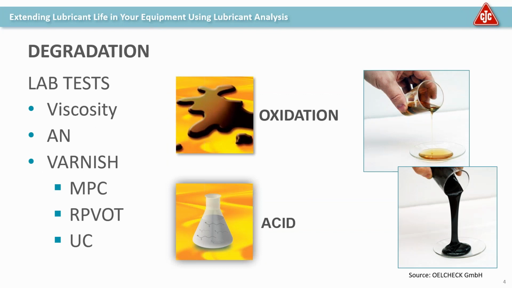And so now we can start to break it down into categories. And there's 4 that we want to focus on here. The first one is degradation. We recognize that when it degrades, the oil changes composition and its functional properties, and this results in unwanted properties that are formed: oxidation, acid, things like sludge and resin, varnish, and even the viscosity will begin to increase. And so lab tests that we can focus on for this are the viscosity, the acid number, and a host of varnish tests. The MPC, the RPVOT, and the ultracentrifuge will help with that.